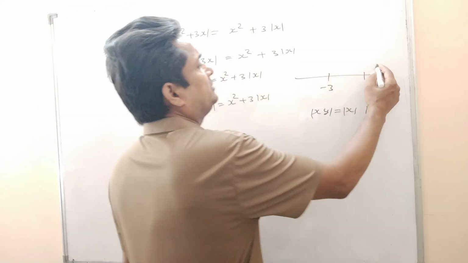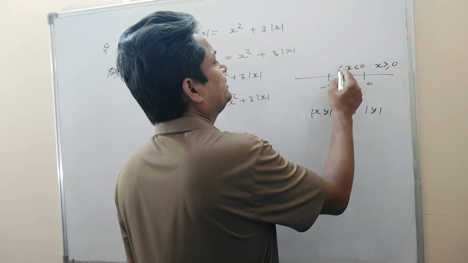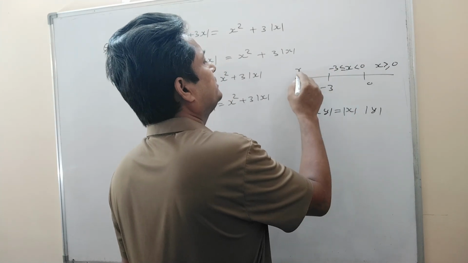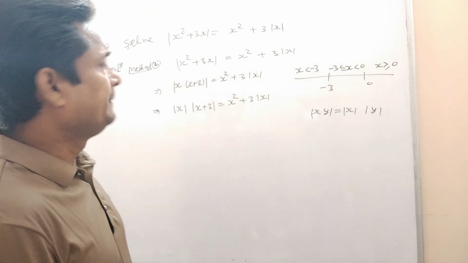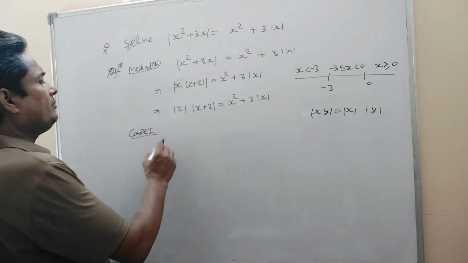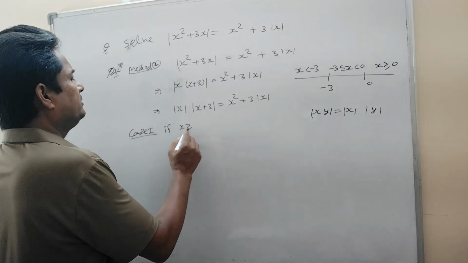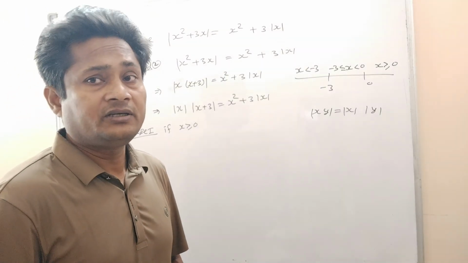Now the number line breaks into 3 parts. The first region is what? X greater than or equal to 0. Second region is x less than 0 and greater than or equal to minus 3. And this is what? X less than minus 3. So case 1. If x greater than or equal to 0, then what will be?